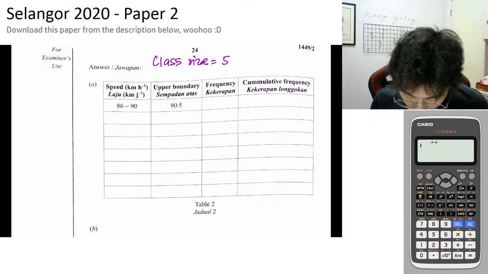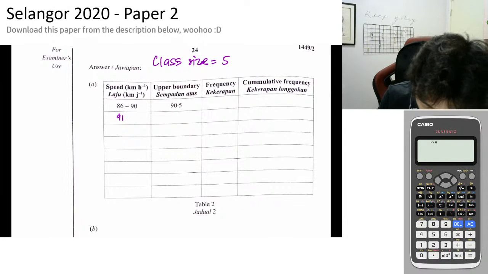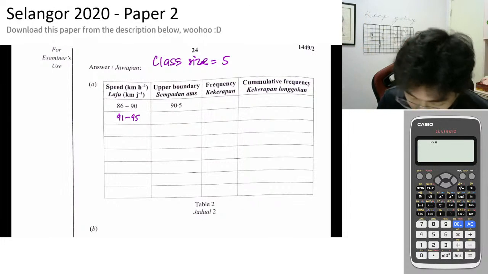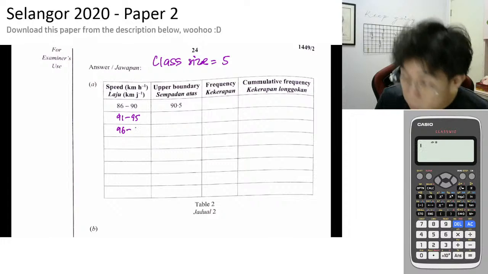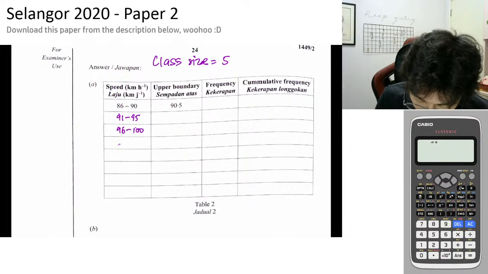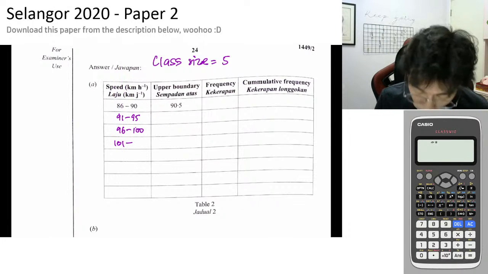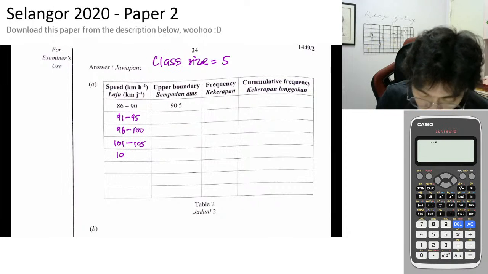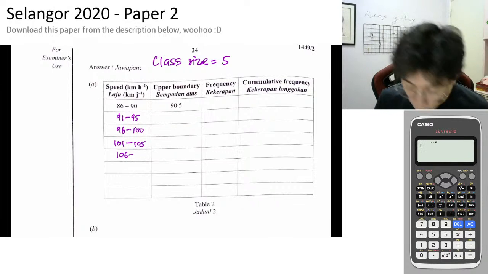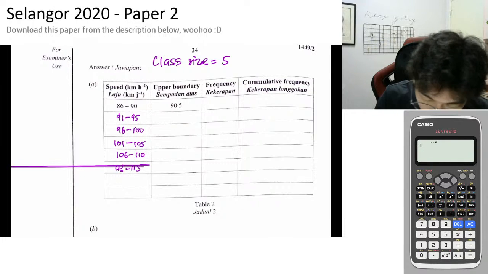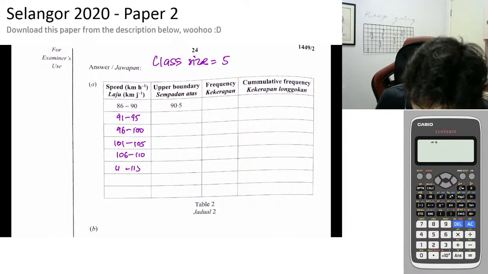Okay, so the next one will be 91 onwards. So 91, 92, 93, 94, 95. Then you know the rest already, everyone. 96 to 100, 101 to 105, then 106 to 110, and then 111 to 115. And then you have your 116.